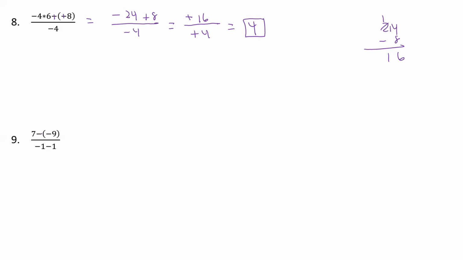All right, now we have 7 minus a minus 9. Well, minus a minus, that means plus. And so 7 plus 9, well, that's going to be 14, 15, 16. Now minus 1 plus a negative 1, same sign, so we add them together. 1 plus 1 is 2, sign is negative, so that's a negative 2. Well, 16 divided by 2, well, that's 8. Positive divided by negative is negative, and we get that negative 8.